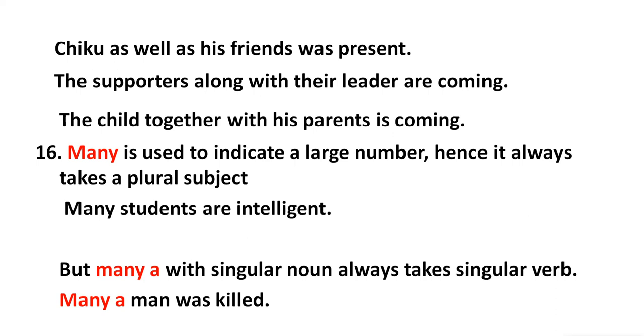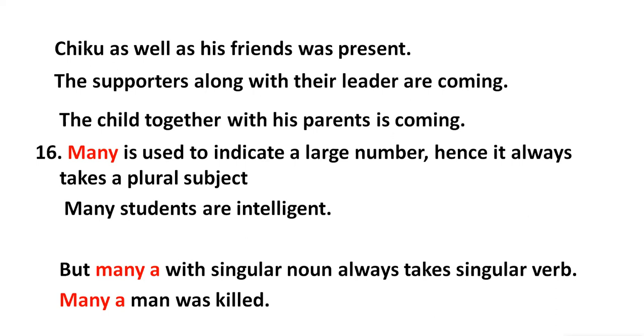Third example: the child together with his parents is coming. In this sentence, the child is one subject and his parents is another subject. His parents is plural, the child is singular, and the two are joined by together with. So what do we have to do? We look at the first subject and see whether it is singular or plural. The first subject, the child, is singular. That is why we have used the singular verb, is. I hope this point is very clear to all of you, because it really creates a lot of problems.